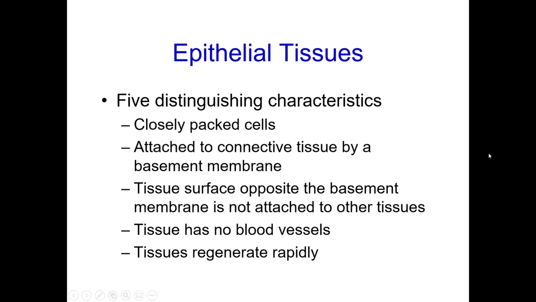So, epithelial. They have 5 distinguishing characteristics. They are closely packed cells. They are attached to connective tissue by a basement membrane. The tissue surface opposite the basement membrane is not attached to other tissues. There are no blood vessels, and they regenerate rapidly.